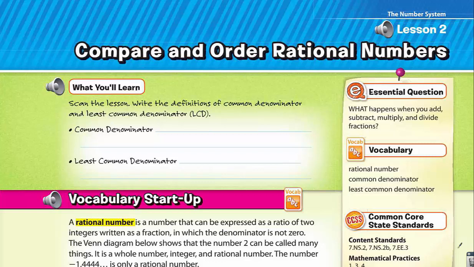Okay, here we are on lesson 2, comparing and ordering rational numbers. You'll notice the first thing it has is what you'll learn. It says scan a lesson. So go ahead, pause the video for just a minute, scan the lesson, or see what you can remember about common denominators and least common denominators, and then come back and fill those in. We'll do that together.